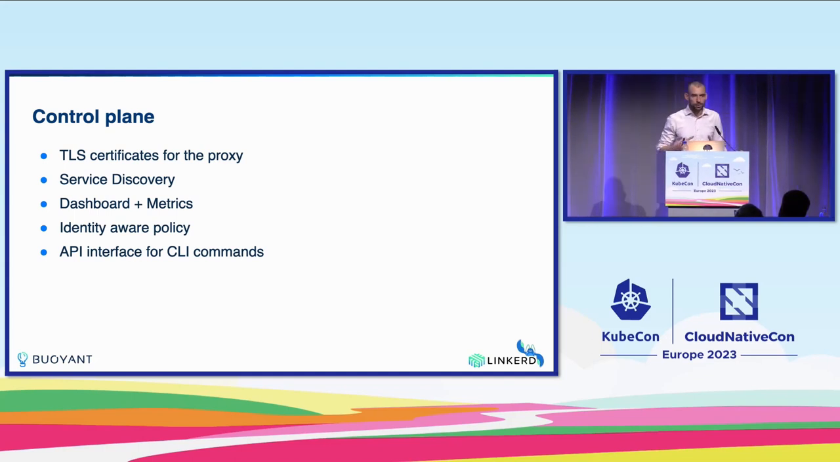So the high-level architecture of, for the most part, all service meshes, and Linkerd in particular, consists of two main components. One is the control plane, which is a set of services that runs in your cluster. It's responsible for serving TLS certificates to the proxy, for service discovery, facilitating the identity-aware policy, and providing all of these rules to the proxies so they can work with your services.